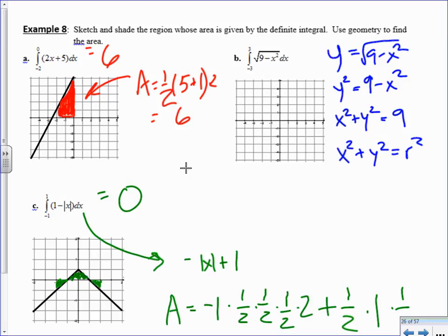So we draw in our semicircle from -3 all the way up to 3, centered at the origin. And the question asks us to find the area under that curve. So let's use what we know about circles and the fact that it's a half circle to find this area: 1/2 pi times the radius squared. So we end up with this integral being equal to 9 pi over 2.